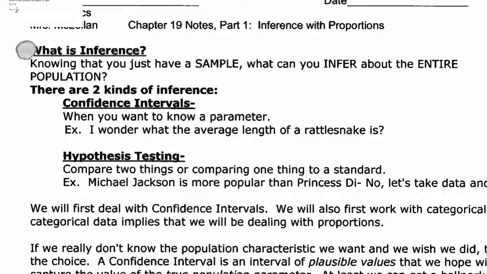Okay, well, in statistics, this inference that we're going to be doing, we're going to attempt to infer something about the entire population just based on one little itty-bitty sample. So that's a big deal to think that you want to infer about an entire population based on a little itty-bitty sample. And so there are two different kinds of inference that we're going to learn about this semester. And the first one is a confidence interval.